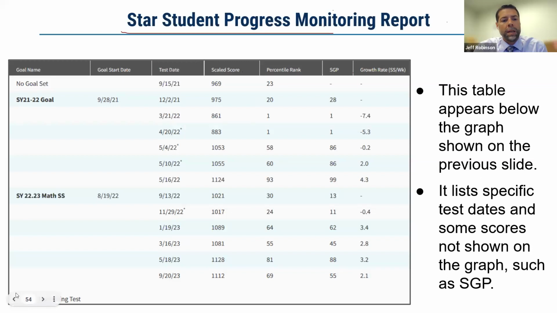Notice that an asterisk denotes it was a progress monitoring test. Essentially it means it just happened outside of the screening window, and it was the shorter progress monitoring version of the test. All the scores, whether they were progress monitoring or not, count the same way on the report. It's just indicating which ones were progress monitoring.